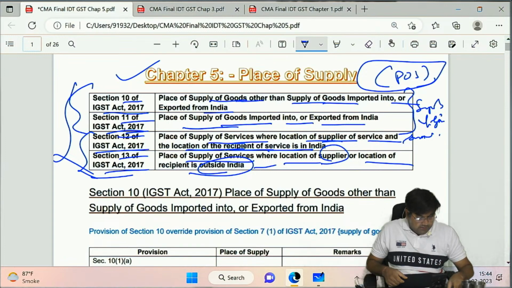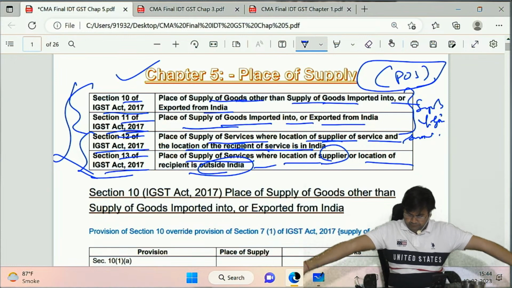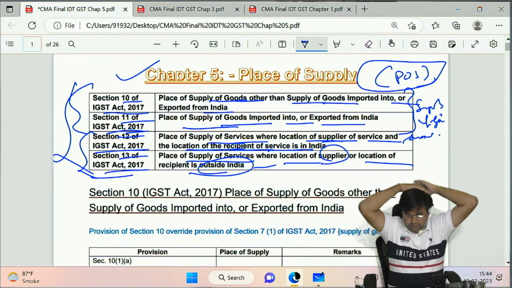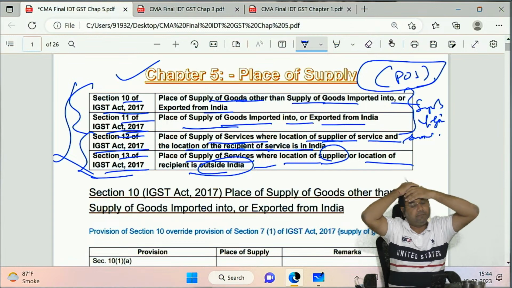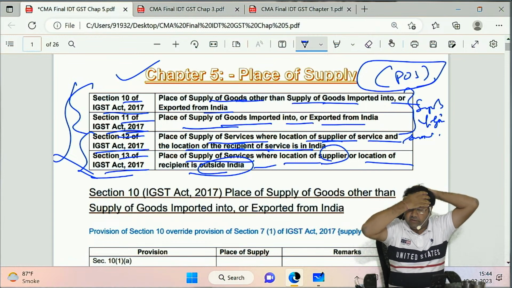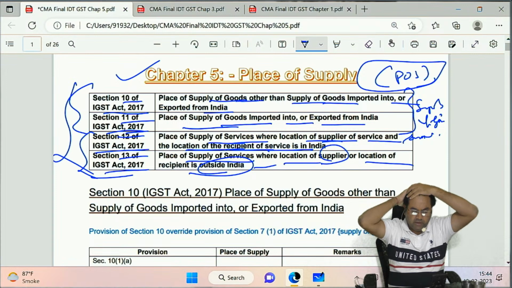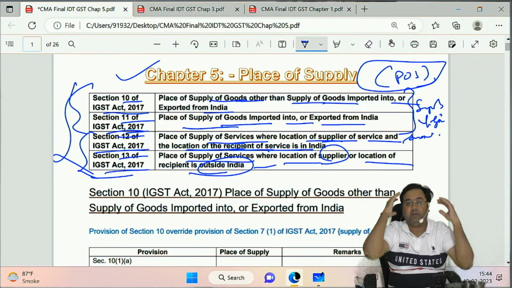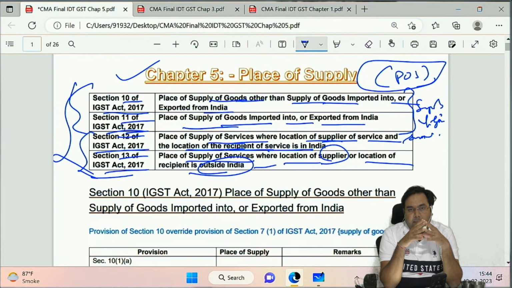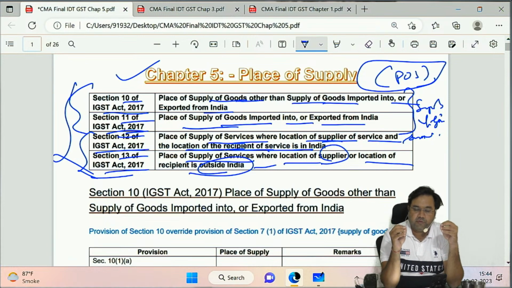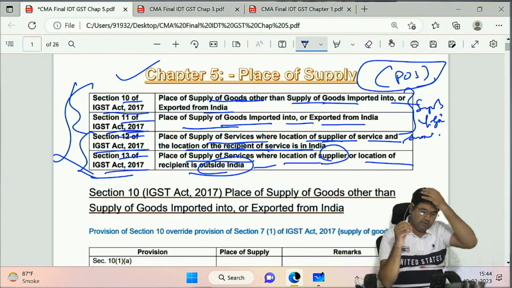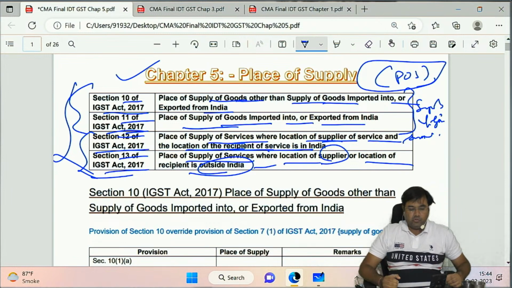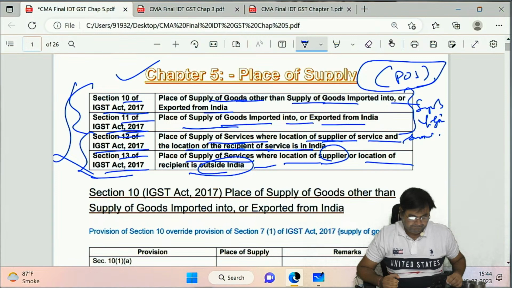So before I start this chapter, tell me, basically before I start the provision of this chapter, tell me what is the definition of location of supplier of goods and location of recipient of goods. Tell me the definition of location of supplier of goods and location of recipient of goods. Okay, I am waiting for your answer. If you don't know, then write you don't know.